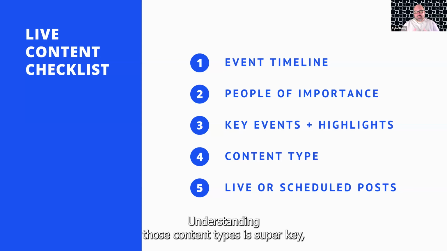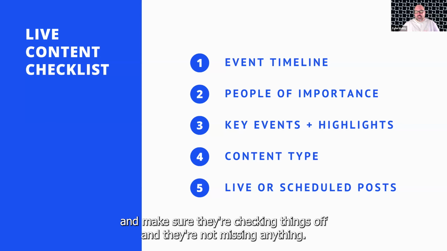Understanding those content types is super key, because if the person making the content has that list, then they can essentially just go through and make sure they're checking things off and they're not missing anything.